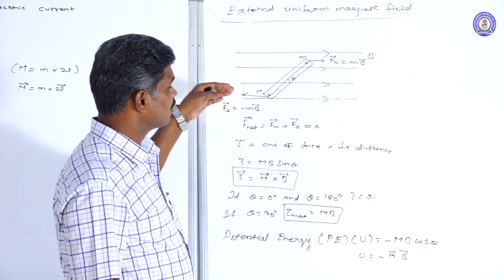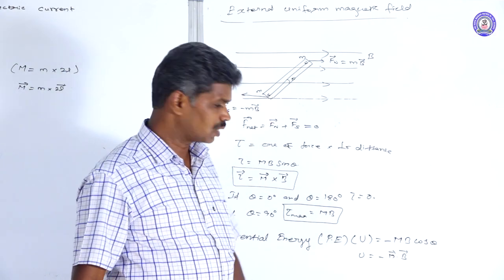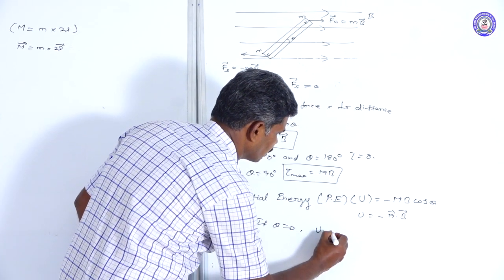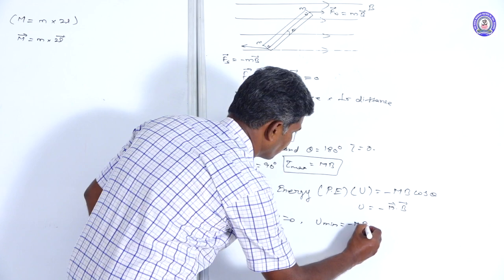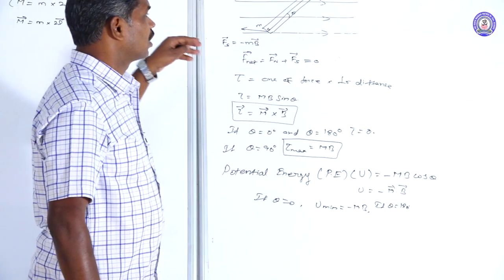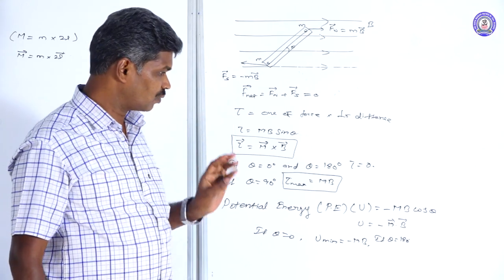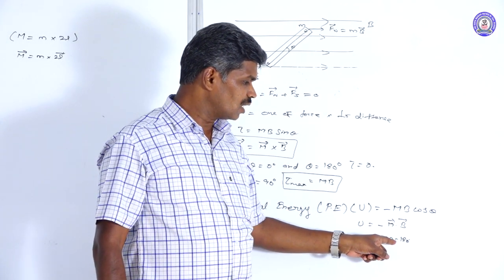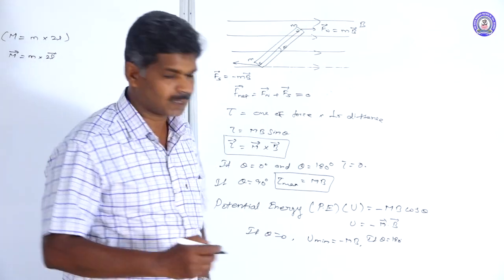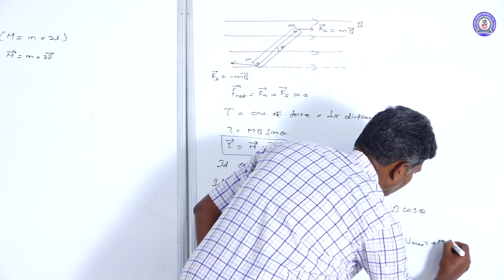If the magnet is aligned along the field, theta is equal to 0. Then U is minimum, and its value is minus mB. If theta is equal to 180, the dipole moment acts opposite to the direction of our external magnetic field. Then for that bar magnet, potential energy is a maximum. U maximum is equal to plus mB.